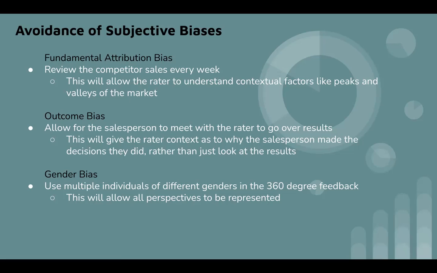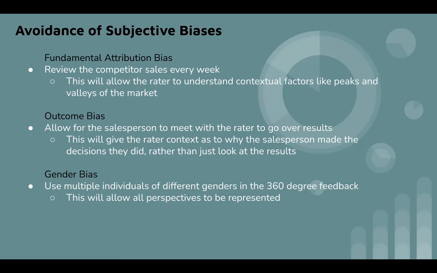The next section is outcome bias, and this will allow the rater to meet with the manager to go over the results. This will allow the manager to not just look at the results, but actually listen to the salesperson and go over why they made the decisions the way they did.